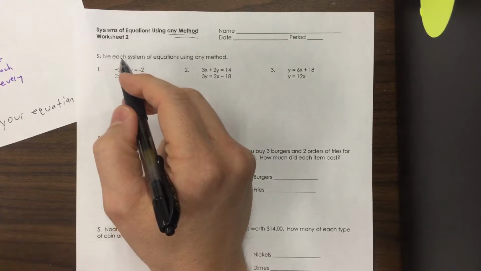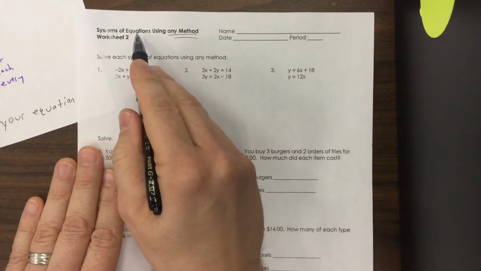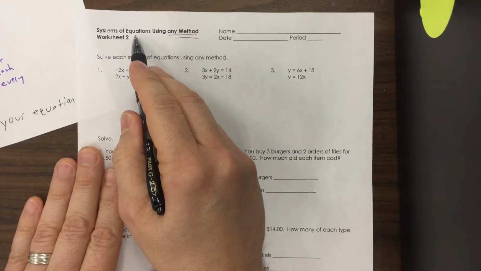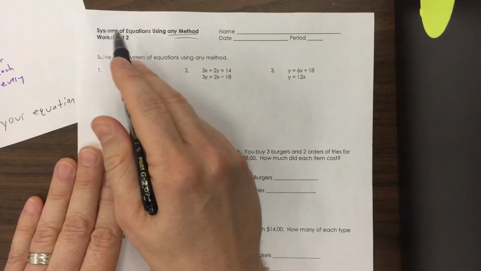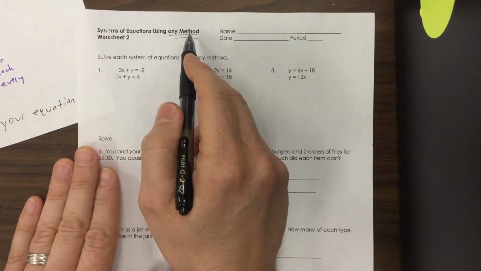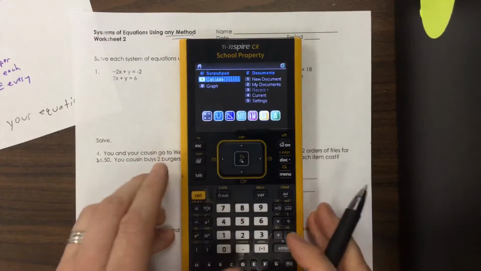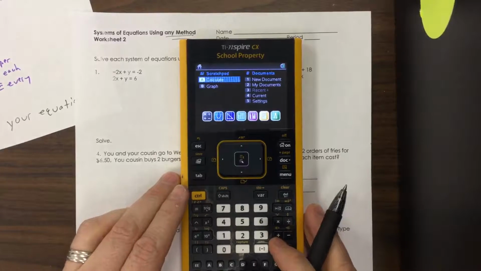All right, in previous assignments we have taught how to solve systems of equations by graphing, by substitution, by elimination, but now that we can use any method we want, our preferred method, the fastest, easiest way, is right here in the calculator using LinSolve.